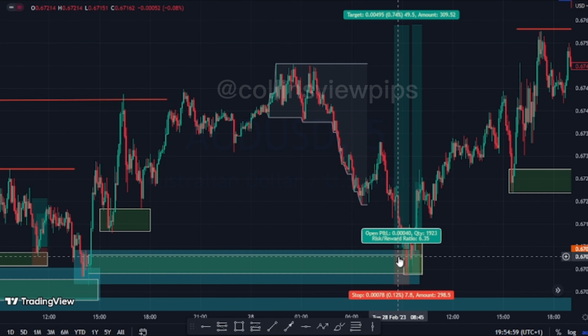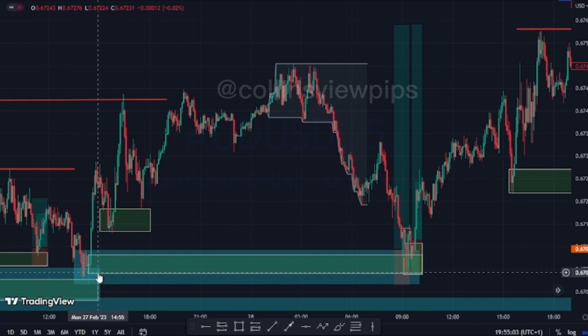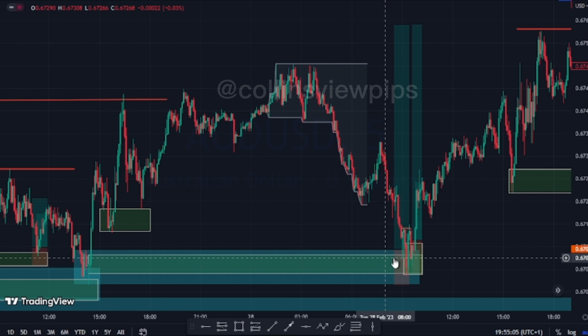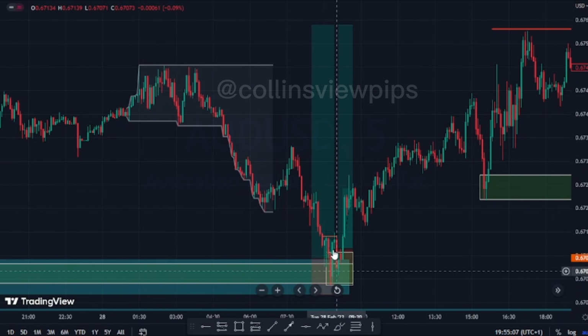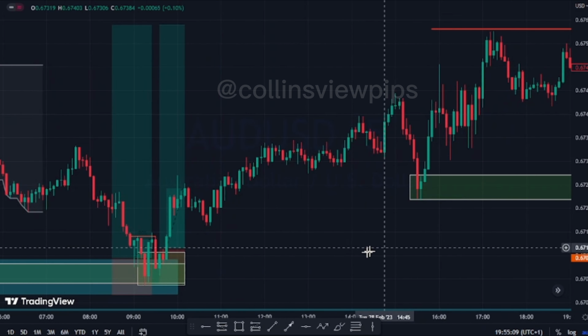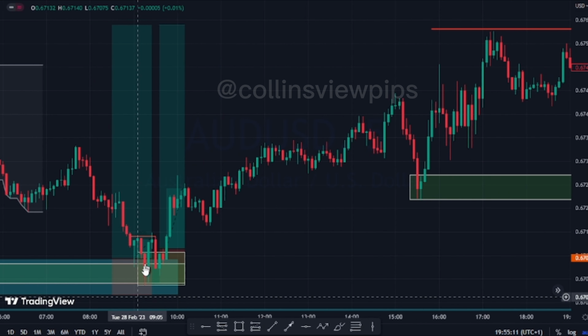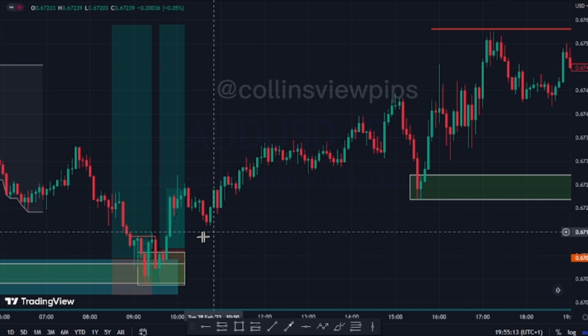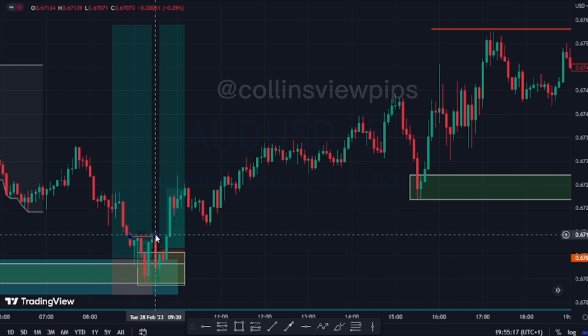The market got there, dipping into the supply, taking the 5 minutes a little bit as liquidity, dipping into the supply. Then what do we see? Notice the 5 minutes displacement here, 5 minutes break of structure. This was a high, low, a break of structure. A break of structure here, as you can see, I have it marked out. That was a 15 minutes break of structure.